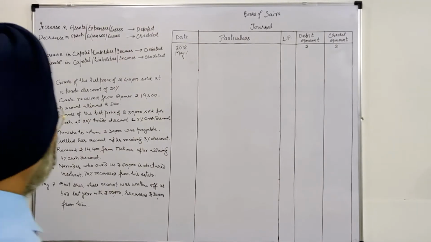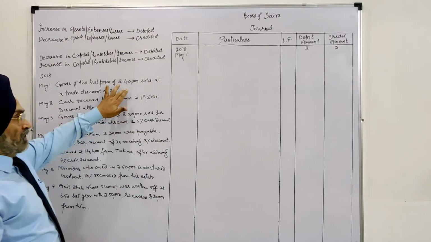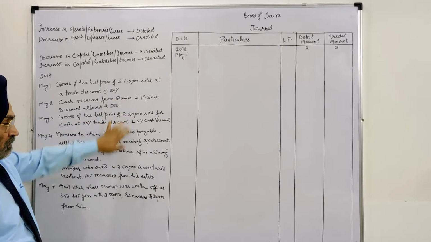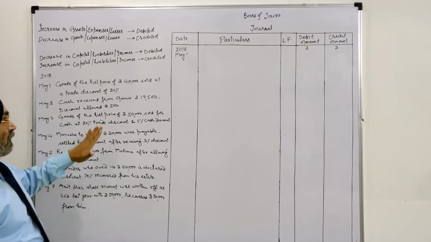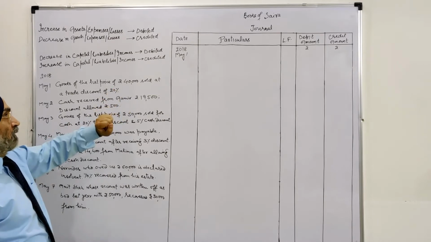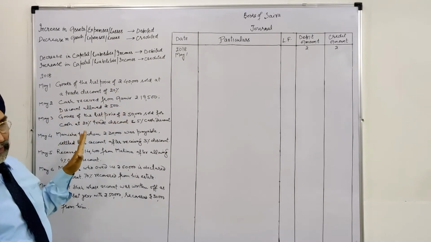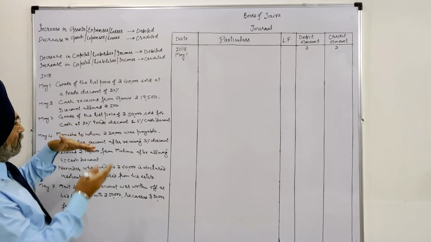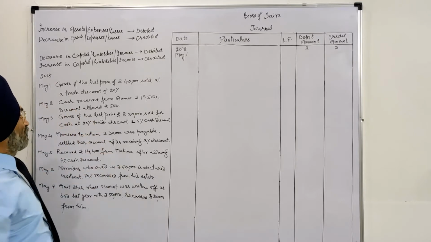Hello friends, today in the journal we will discuss the trade discount, cash discount, bad debts and bad debts recovered. So these 4 points will be covered in this particular video. Trade discount and cash discount first of all. What is the difference between trade discount and cash discount? How it is recorded, that we are going to discuss.